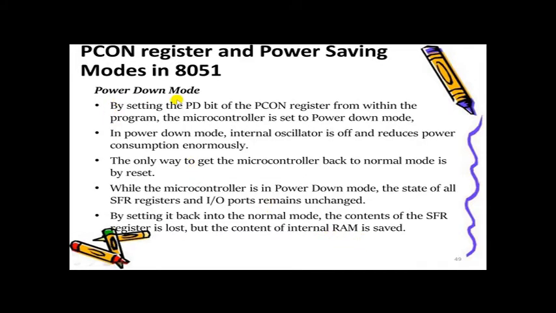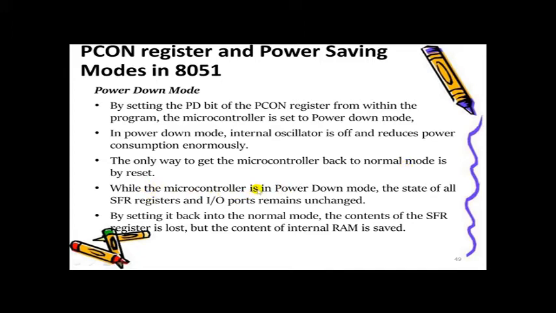Next, power down mode. By setting the PD bit of the PCON register from within the program, the microcontroller is set to power down mode. As we have shown in the previous slides, PD is nothing but power down mode. In power down mode, the internal oscillator is off, which reduces the power consumption enormously. The only way to get the microcontroller back to normal mode is to reset it.